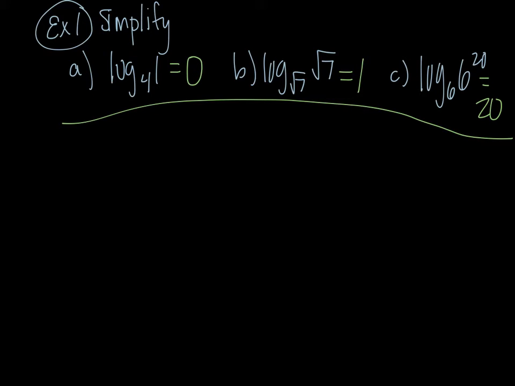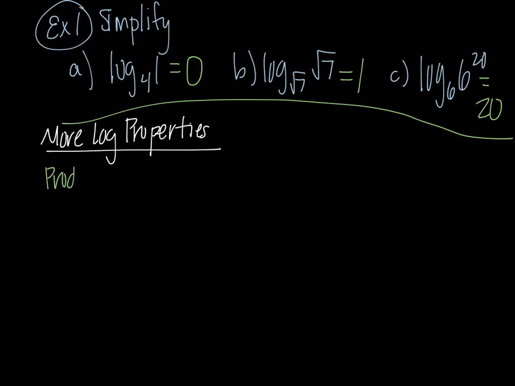Okay, now there's 3 main properties that you would have learned in Algebra 2. So these are really important, and these are probably the ones that you were thinking of when you saw the title, Properties of Logarithms. The first one is the product property.